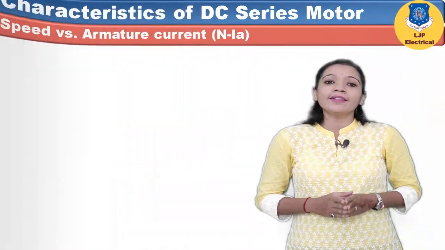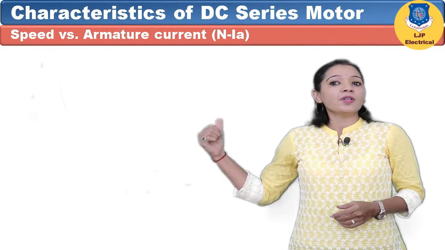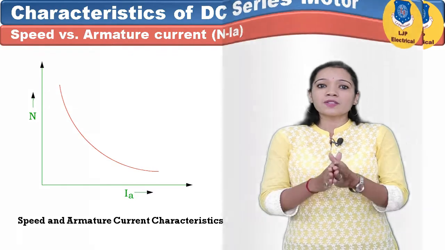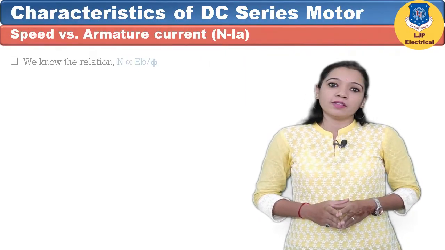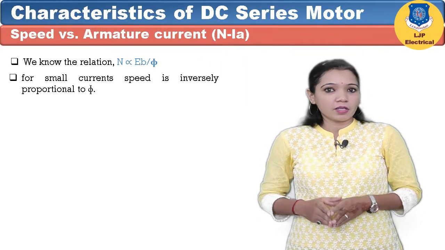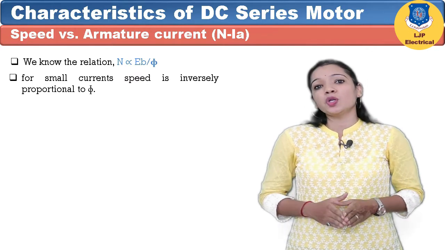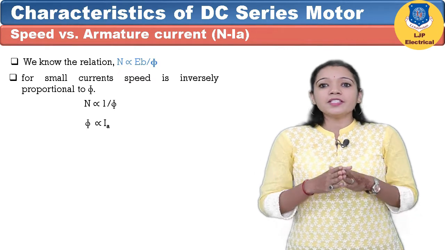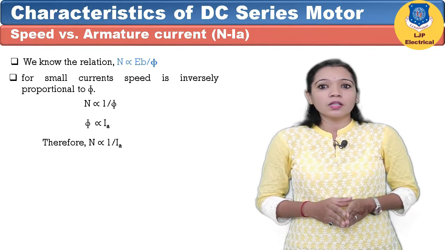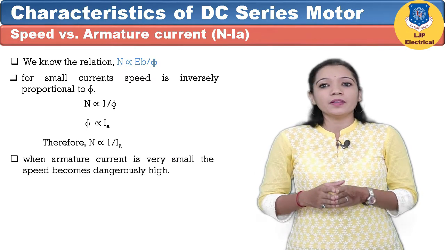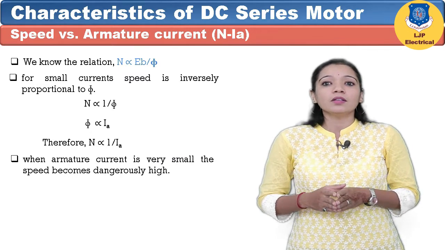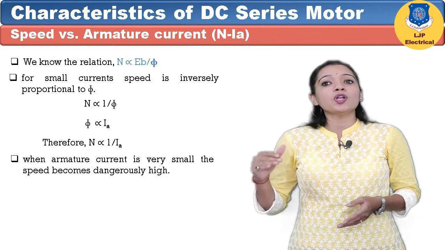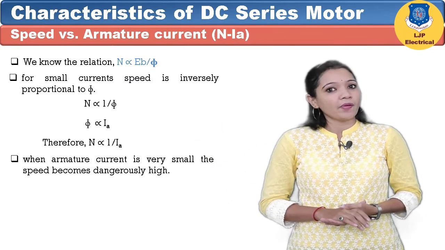The next characteristic is speed and armature current characteristic, or N versus IA. So the speed depends on two factors, back EMF and flux. Speed is directly proportional to the back EMF and inversely proportional to the flux. The change in back EMF is very small due to the small voltage drop in the armature and series field resistance. Therefore the speed is inversely proportional to the flux, at constant supply voltage.